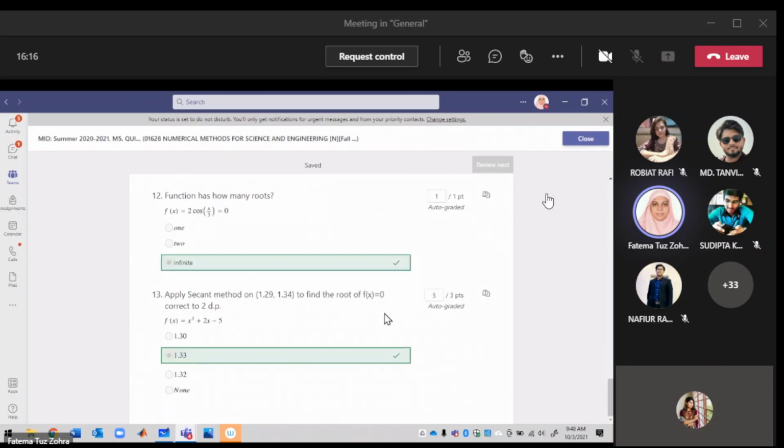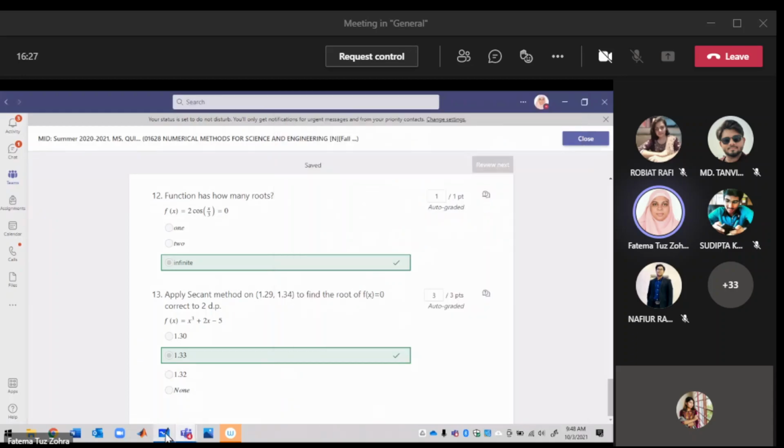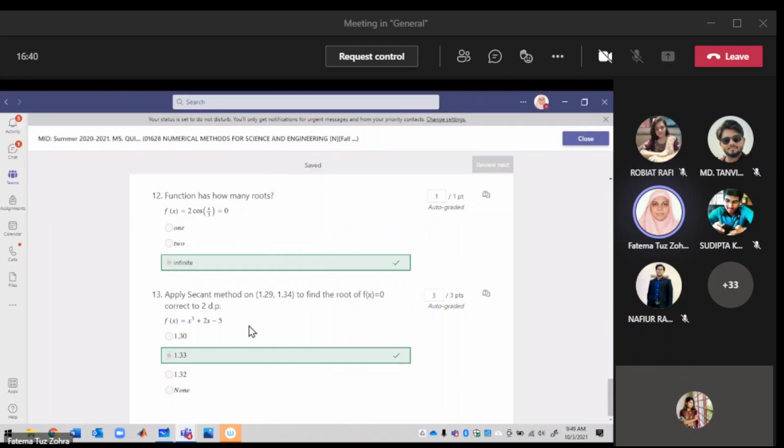Then the function has how many roots? So how many roots are there? Infinite, because this is a cosine function. Whatever the function is, it should go like this. So infinite number of roots are there. So to do this one, there is no need to think a lot. So apply the secant method on this interval. You need to find the root. Just go ahead with the method, and that's it.